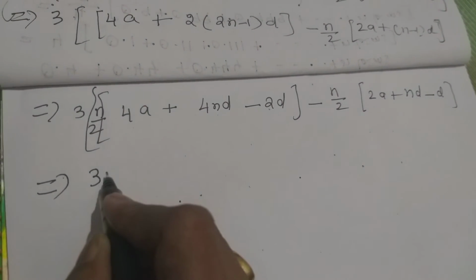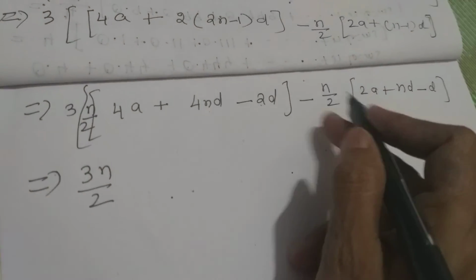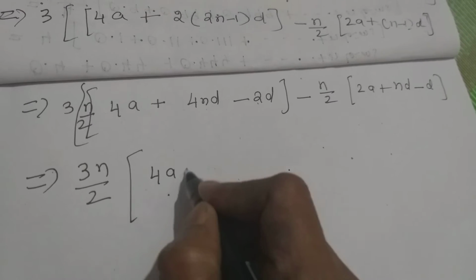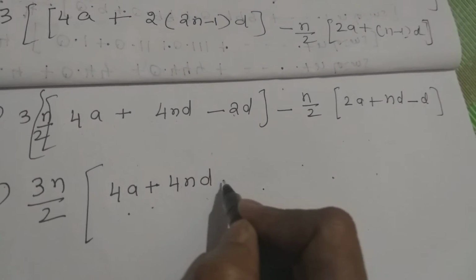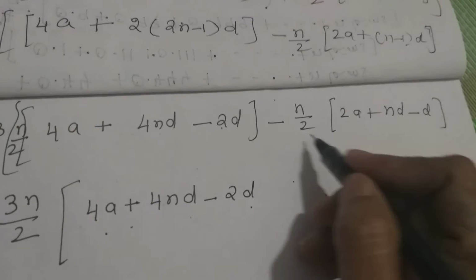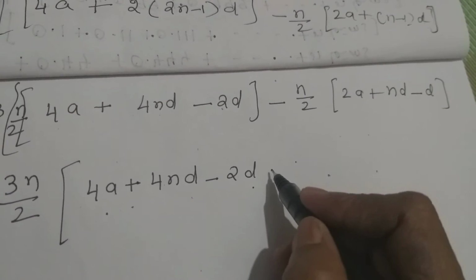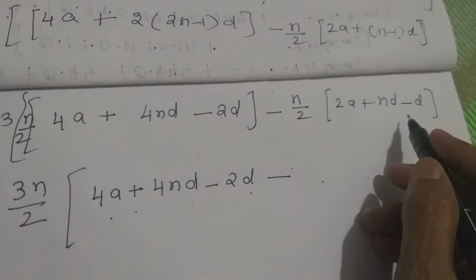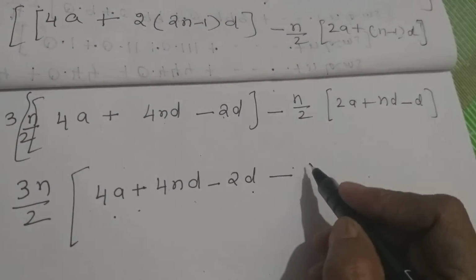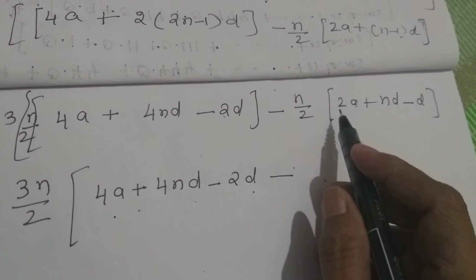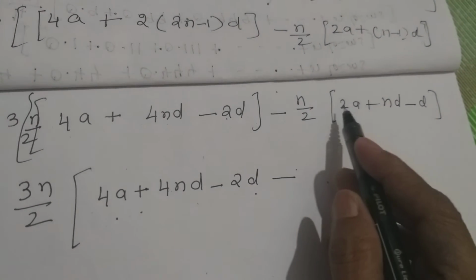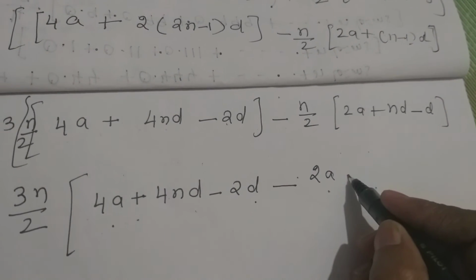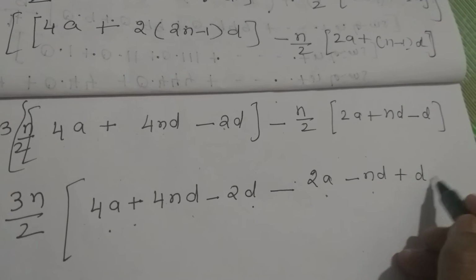What you are getting? 3n by 2. Take it here also n by 2, here also n by 2. Take it outside. So 3n by 2, 4a plus 4nd minus 2d. Remove the bracket. So multiply with the minus sign and remove the n by 2 already taken outside. So only this bracket, remove, multiply with the minus sign and remove it. Always remember, bracket outside minus means inside sign will change. Plus will be minus, minus will be plus. So you are getting minus 2a minus nd plus d.